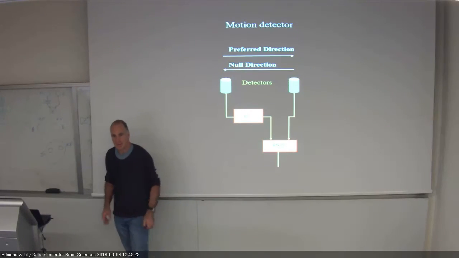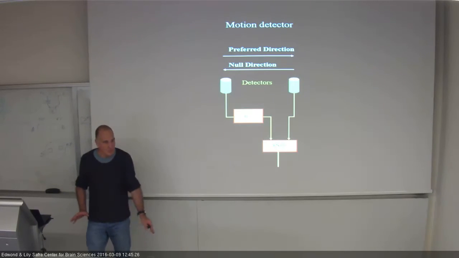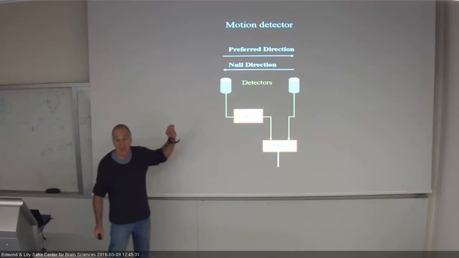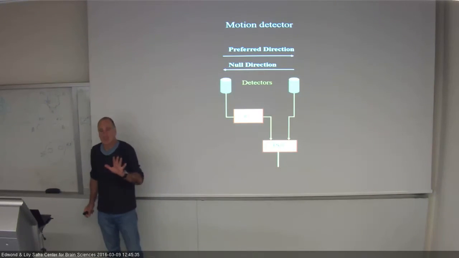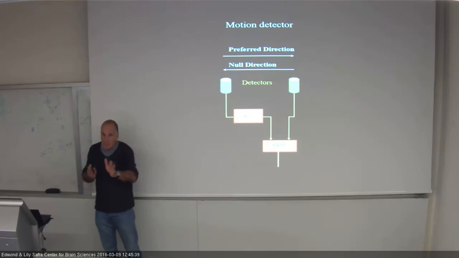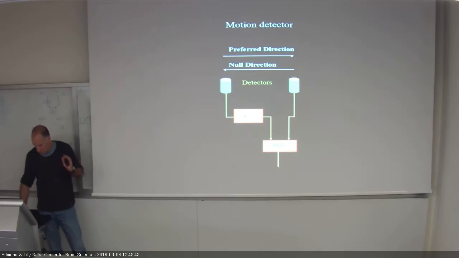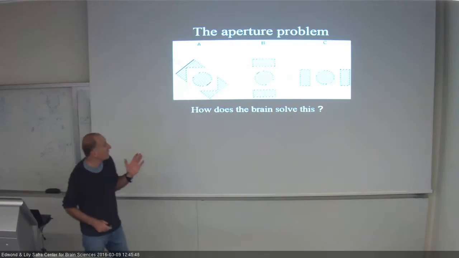I understand. Not getting into that, but generally the thought is that this is actually implemented, and it's been studied in other systems quite well, this issue of coincidence detection. But I'm not getting into that in great detail. Just 1 minute, because I want to cover one more thing before we take a break, and that is the issue of the aperture problem.